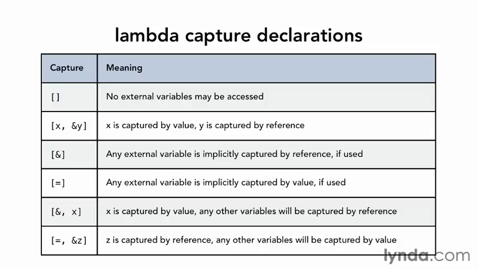Or with an equal sign, you can use any external variable, but they're implicitly captured by value instead of by reference. In our fifth example, we have a bare ampersand and an X. So X is captured by value, and any other variables will be captured by reference. And in our last example, Z is captured by reference, and any other variables will be captured by value implicitly. So those are the things that you could put in that lambda capture declaration.